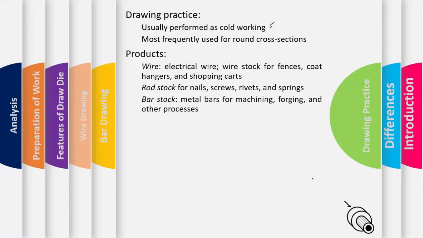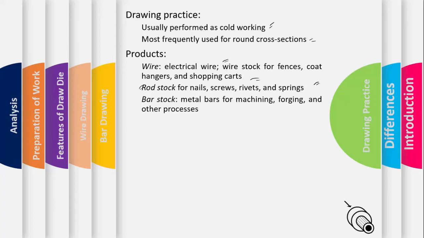So we get the increase in strength as an advantage of the drawing process, and it is mostly used for round cross sections. Common products are electrical wires that are manufactured using the drawing operation. Rail tracks in the railways are also made from the drawing operation. We have certain bar stocks which are further machined and forged to get the final products. Springs and rivets are all examples of the drawing operation.